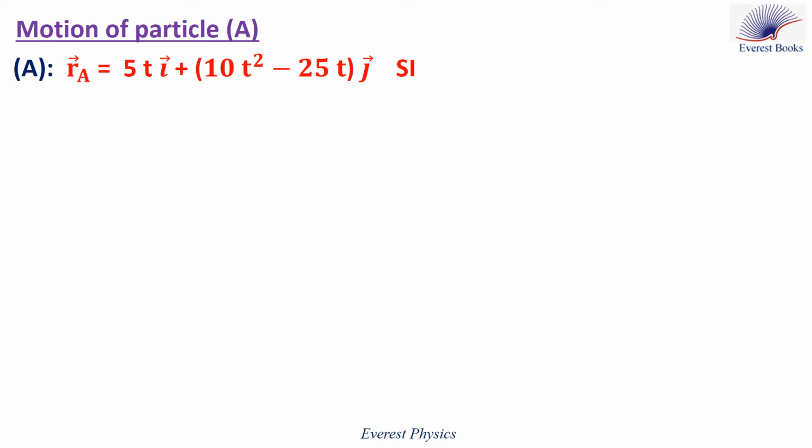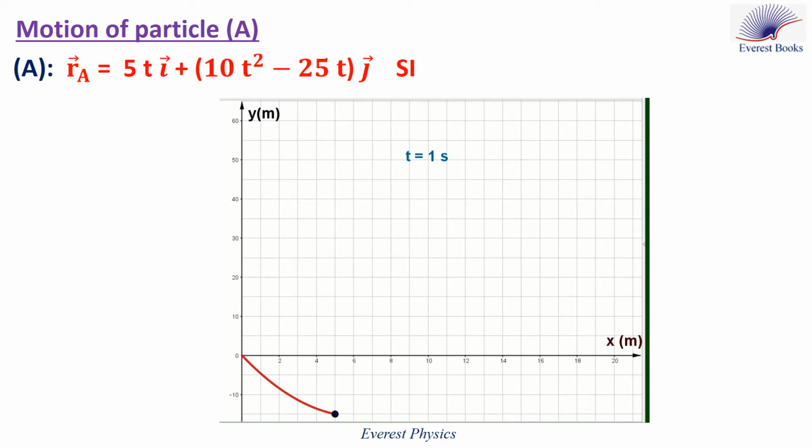This exercise studies the motion of two particles A and B. Let's start with the motion of particle A. Particle A moves in the xy plane. Its position vector is given by r_A equals 5t i plus (10t squared minus 25t) j in SI units. This animation shows the trajectory of particle A during the first 4 seconds.